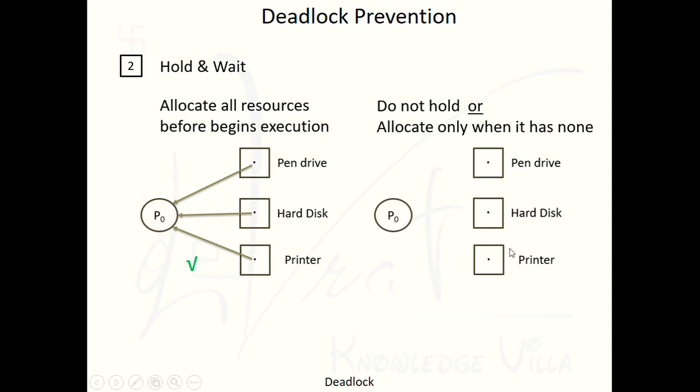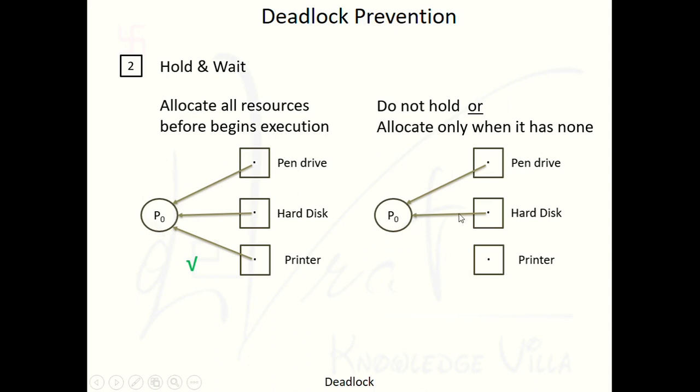So in the starting phase, P0 does not require the printer. So we will allocate the pen drive and hard disk first, only to process P0. After completion of the task of copying from the USB pen drive to the hard disk, P0 will require the printer. So P0 will put in a request for the printer.